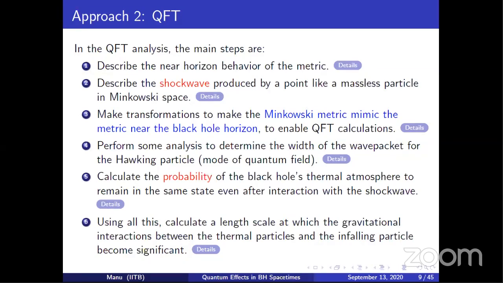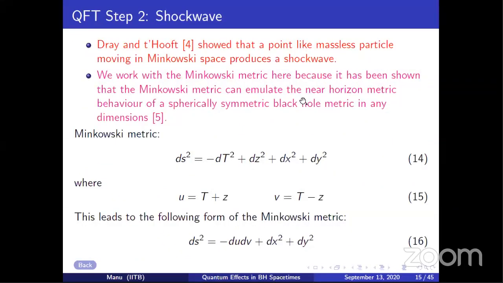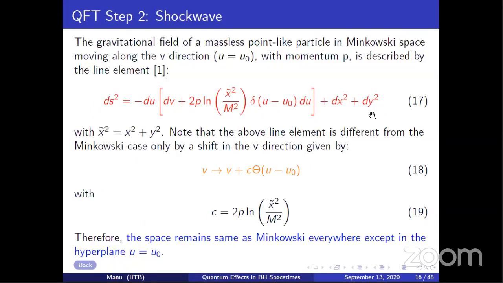No. See, when you say free falling, you say that in the background metric it is free falling. What I meant is only a massless particle. In this point two, what 't Hooft and collaborators showed is that if you have a massless particle propagating in Minkowski space, it changes the metric by a shock wave. If you didn't have this term, it would just be the Minkowski metric, du dv plus dx squared plus dy squared. But once you have that, the effect of the massless particle is this part in the metric.